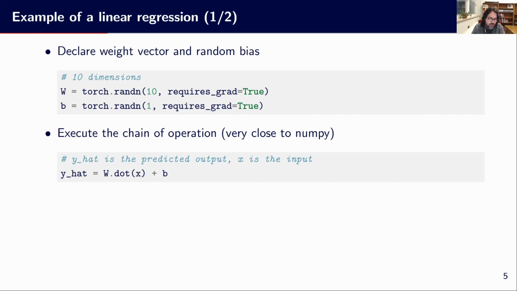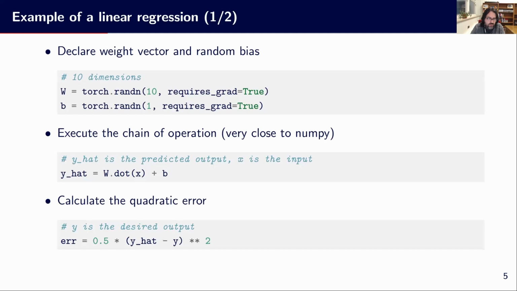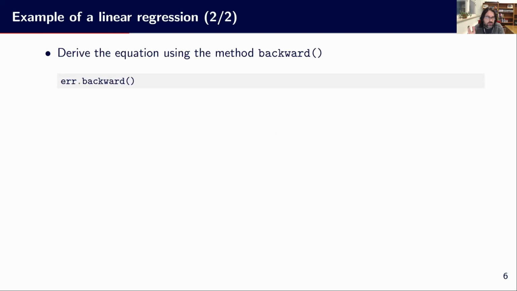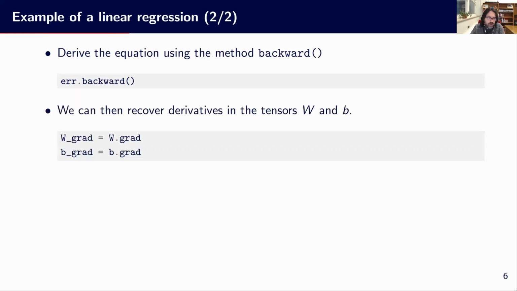We are able to obtain Y hat here, and we can then compute the quadratic error from that. The quadratic error is (Y hat minus the target Y) to the power of 2, so two stars, all this multiplied by 0.5, one over 2. This is the way to compute the prediction and the error on that prediction. From that, we can derive the gradients using the method backward to make some adjustment to W and B. We can recover the gradients by getting W dot grad for the gradient over W, and B dot grad for the gradient over B.